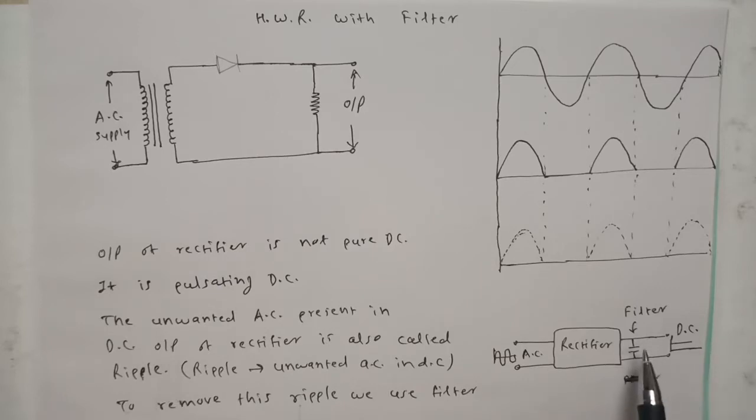So this is the filter. If you see what a filter is, it is nothing but a simple capacitor. It can be a capacitor or an inductor. Here we are interested in using the capacitor as a filter. From this diagram you can see what we are doing: we are simply connecting a capacitor at the output of the rectifier.